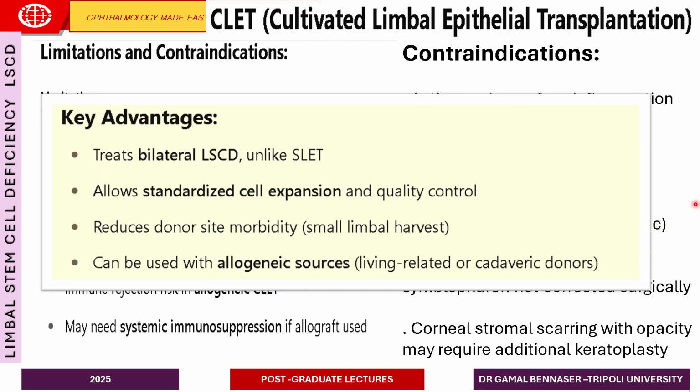So the key advantage of this type of operation is that it is useful for bilateral and even unilateral cases, unlike the SLET, which is useful only in unilateral cases. And it allows standardized cell expansion and quality control because you grow it in a specialized laboratory, and there is no risk of inducing limbal stem cell deficiency in the donor eye because you need a very small limbal harvest. And as I said, it can be used with an allogenic source, that is, you can use it from a living related source or from a cadaveric donor.